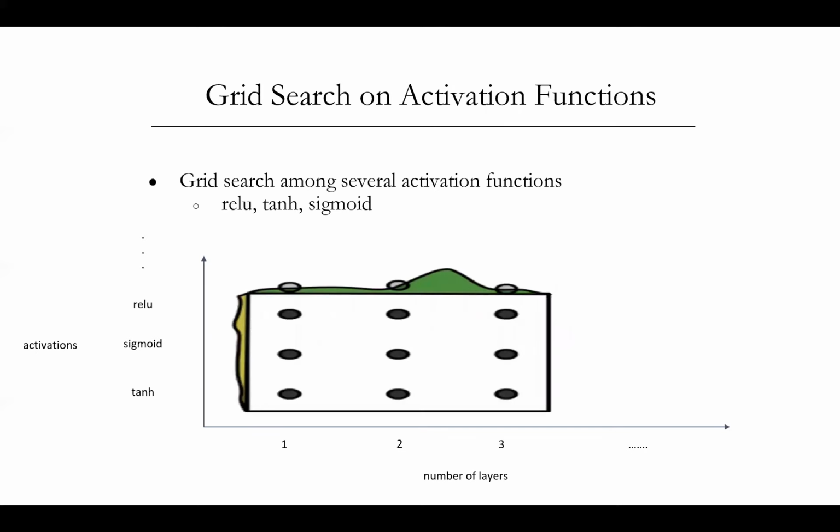Here is how we do grid search on activation functions. For example, we search over ReLU, tanh, and sigmoid functions. Each time we apply the same activation function for every layer, and then we find out which one performed best on the validation set.